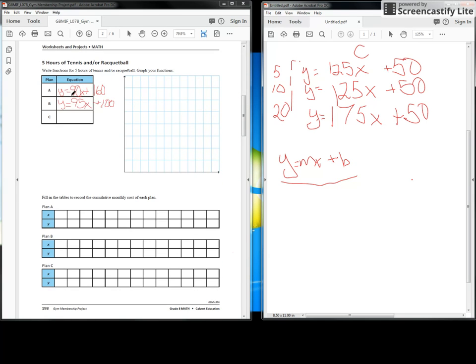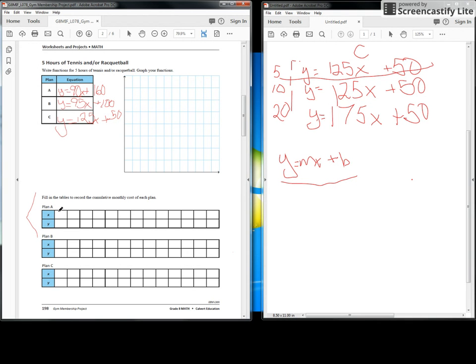So here's our data sheet for 5 hours of tennis and racquetball. I'm just copying it over from here. 125X plus 50. Okay, so I've been helping you guys with the equations. You're going to do the rest of this yourself. You need to make a data table and a graph.